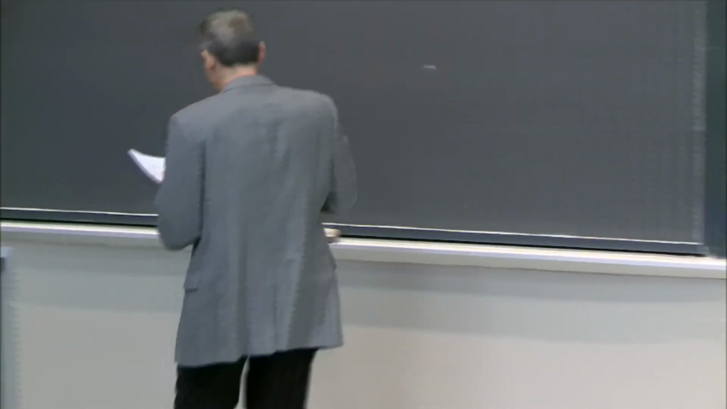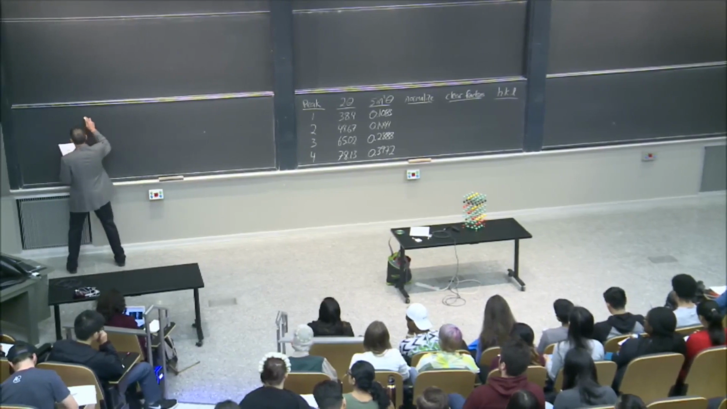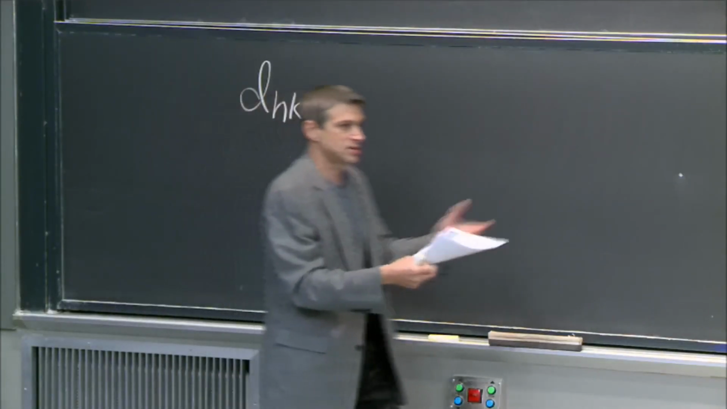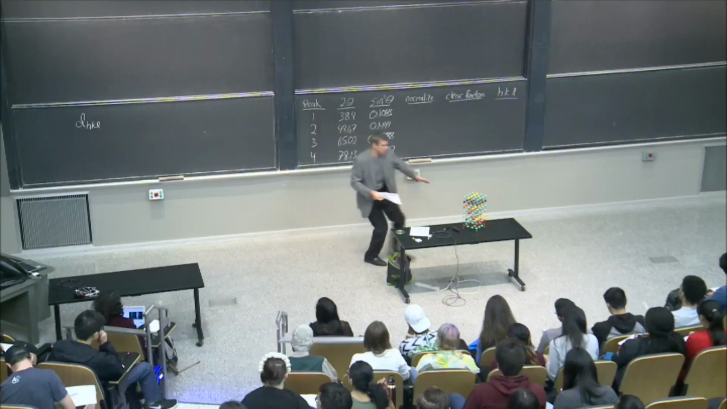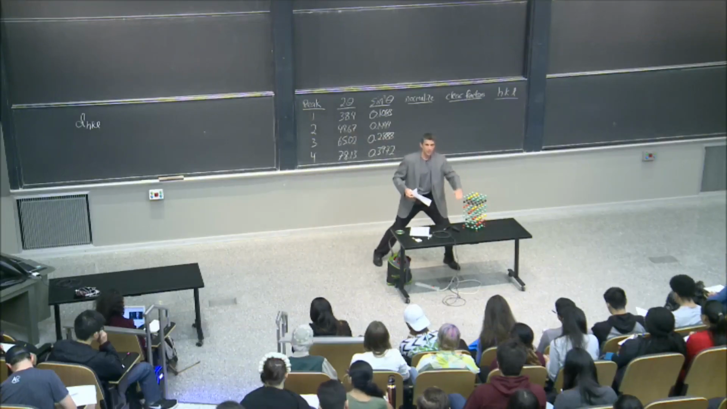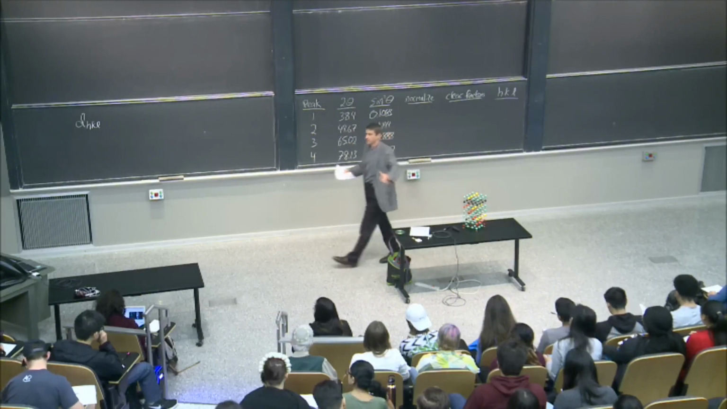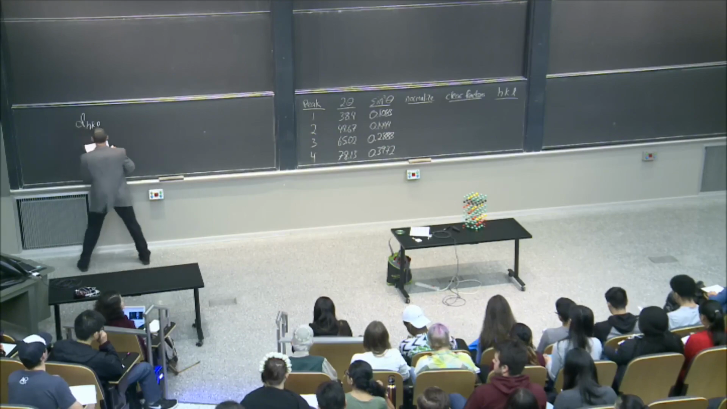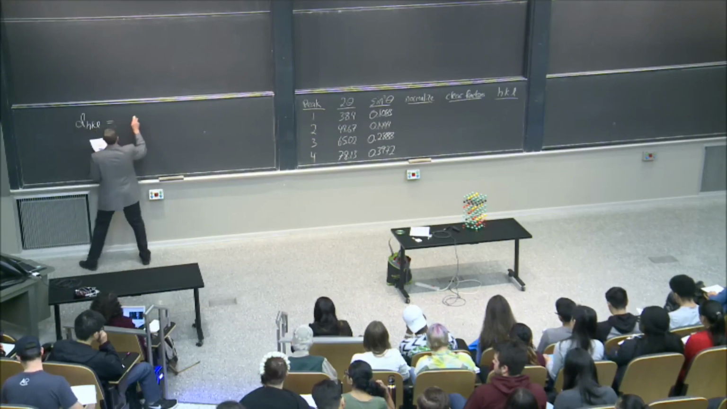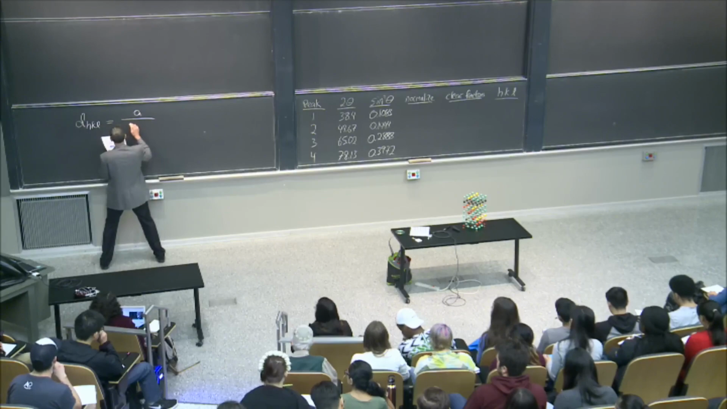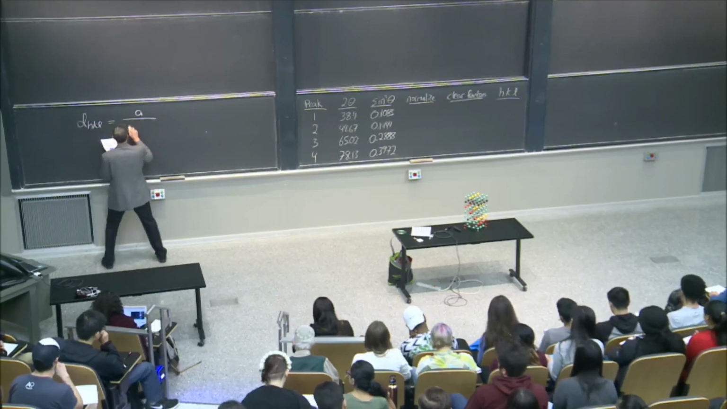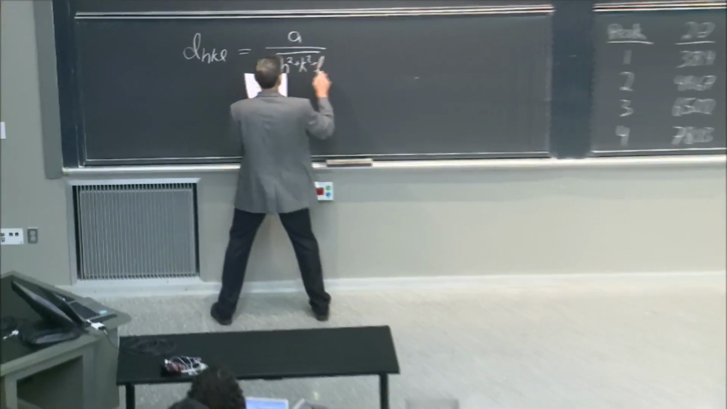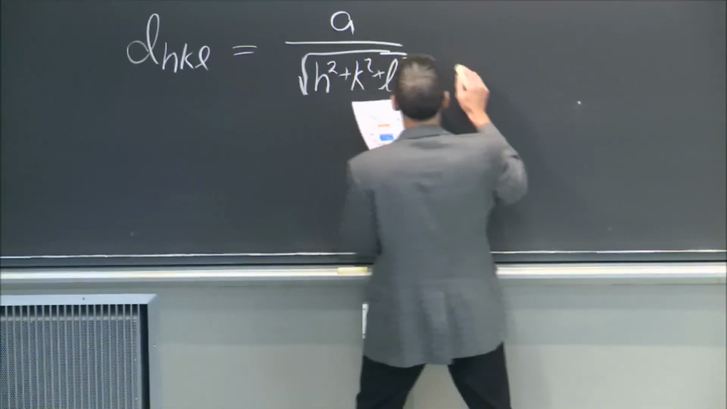But we did one more thing. We also said that d, for some set of planes, remember, this hkl is just telling me which one of these planes I'm talking about. I'm saying I'm going to pick one of these planes, and the distance between them is d_hkl. And what we know from our Miller indices is that it is equal to a over the square root of h squared plus k squared plus l squared for the cubic lattices we're talking about.